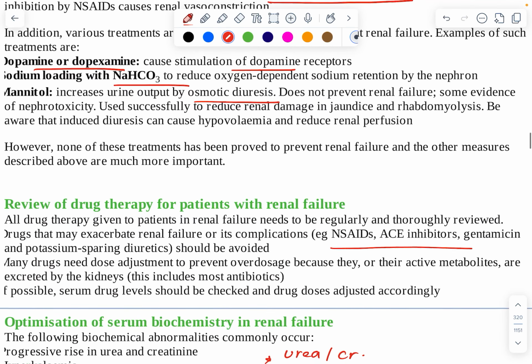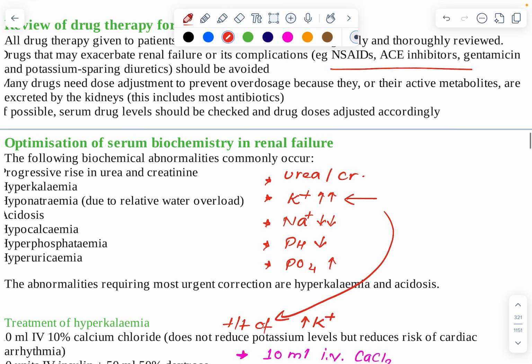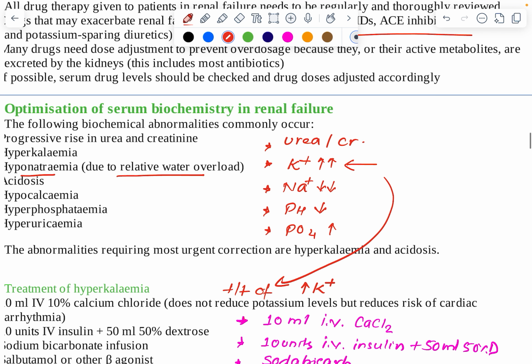So this is about management of the renal failure. Review of the drugs for the patient, NSAID, optimization of serum biochemistry in renal failure. You have to check the following biochemical abnormalities that commonly occur with the rise in urea and creatinine. There is hyperkalemia, hyponatremia due to relative water overload, acidosis, hypocalcemia, hyperphosphatemia.